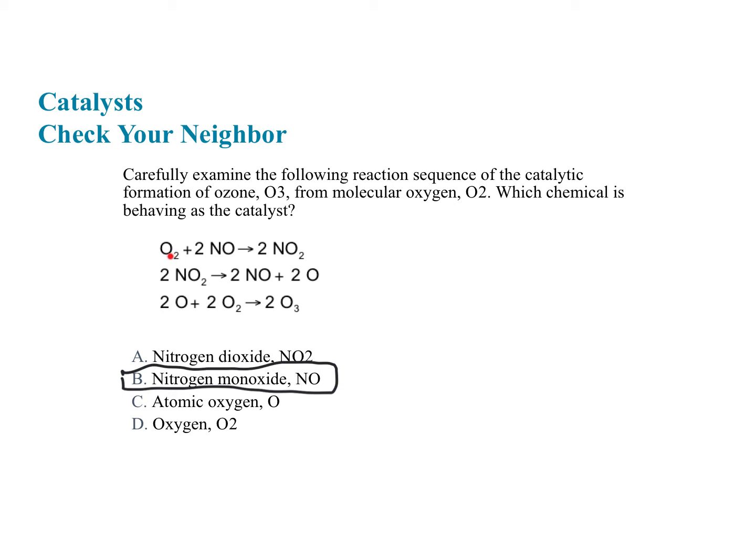So I've got O2 plus 2NO, which is our catalyst, and that forms 2NO2. But that 2NO2 breaks down and we get our 2NO back, plus the 2O. Now these 2O combine with our O2, so for every 2O, it'll combine with 2 of the O2s to form our ozone, the 2 ozone molecules. But this NO is still hanging around. So I input NO as my catalyst, I still have the NO left over. That's a feature of a catalyst in a chemical reaction.